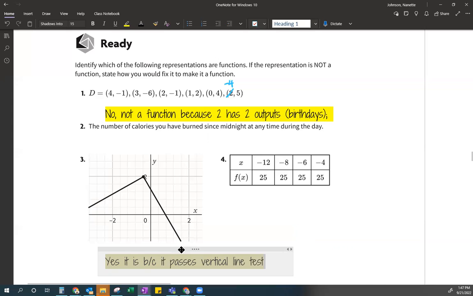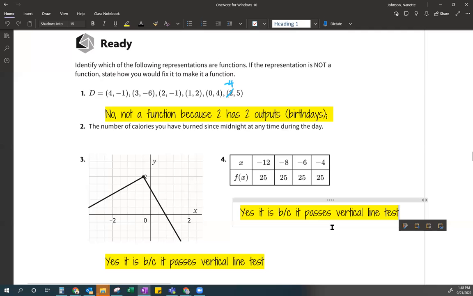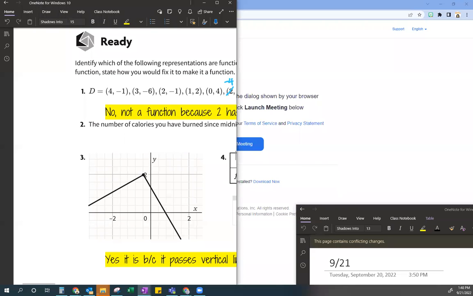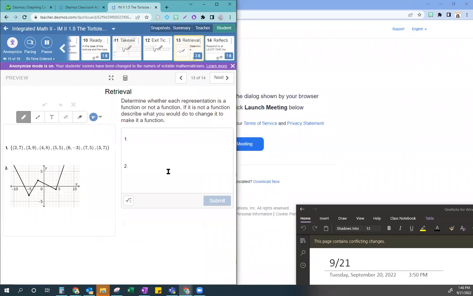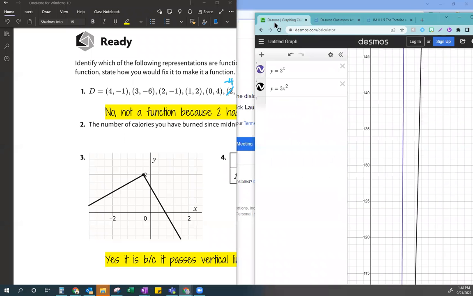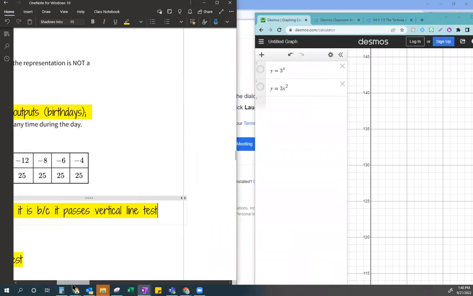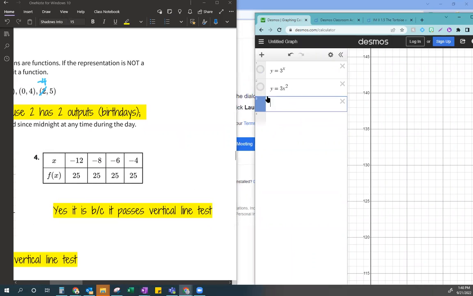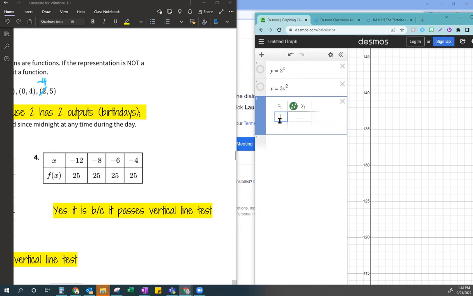Yes, you can, right? Okay, so let me just show you a couple of things just so that you can believe me, because you guys like the vertical line test. So let me show you using Desmos, okay? So let me turn this off. Let me scoot this over so I can show you this. So I don't know if I've ever shown you a table. So you just click table, and then I'm going to plug these in for my x's and my y's. So my x's are -12, -8, -6, and -4. And my y's are all 25, 25, 25, 25.